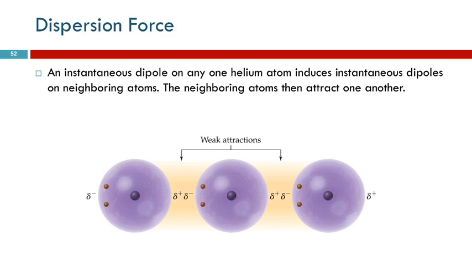Well, if one helium atom experiences this instantaneous dipole, that can affect the electron distribution in a neighboring atom. This side of the one atom is a little bit positive. That attracts the electrons over here.